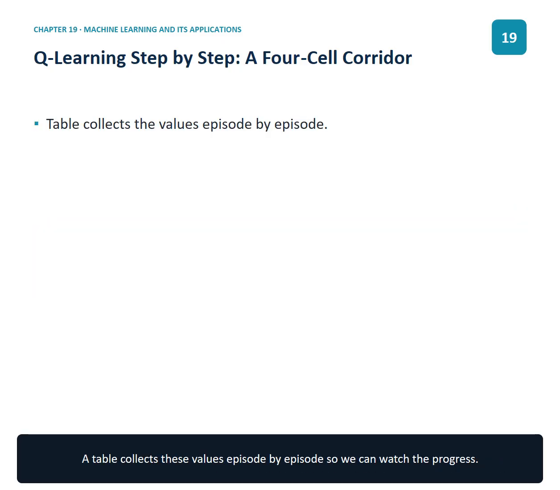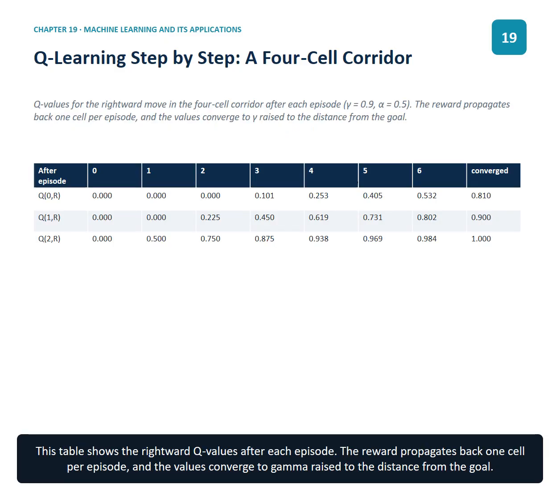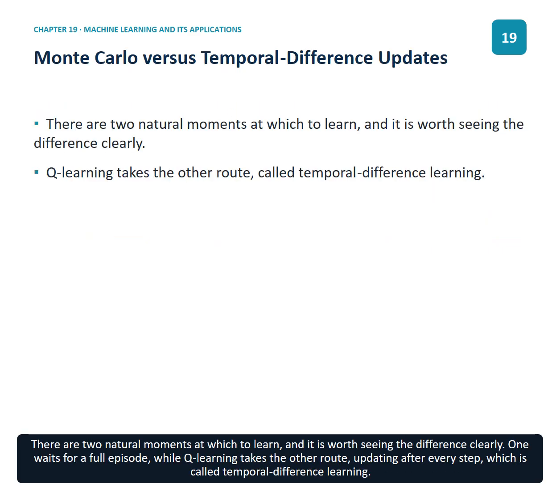A table collects these values episode by episode so we can watch the progress. This table shows the rightward Q values after each episode. The reward propagates back 1 cell per episode, and the values converge to gamma raised to the distance from the goal. There are 2 natural moments at which to learn, and it is worth seeing the difference clearly.